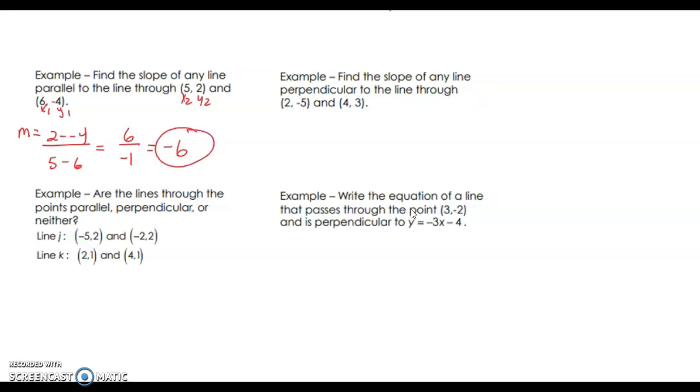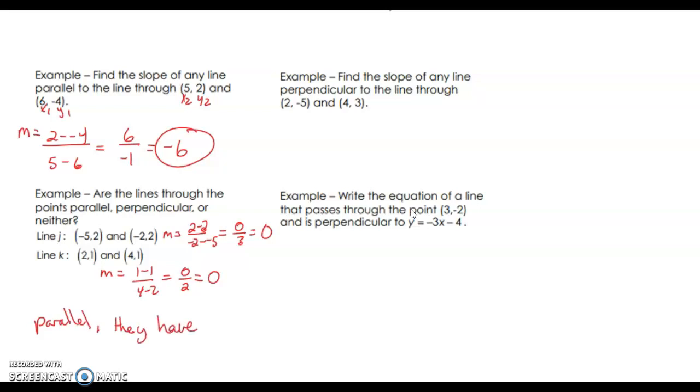So the slope of a line that would be parallel to this line would be negative 6, because parallel lines have the same slope. Okay, so now it wants to know if the lines are parallel, perpendicular, or neither. So first find the slope of line J. I'm going to do y2 minus y1 over x2 minus x1. I get 0 over 3, which is just 0. Now I'm going to do the slope for line K, y2 minus y1 over x2 minus x1. I get 0 over 2, which is 0. So they both have a slope of 0, therefore they are parallel, and the reason is they have the same slope.